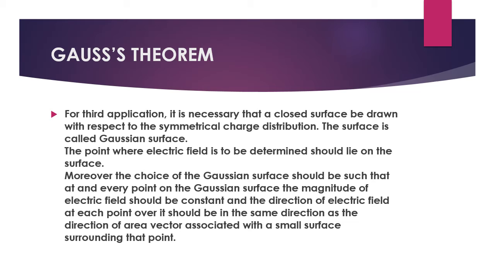Moreover, the choice of Gaussian surface should be such that at each and every point on the Gaussian surface, the magnitude of electric field should be constant. The direction of electric field on any element of the Gaussian surface should coincide with the direction of area vector associated with that element. If all these conditions are fulfilled, Gauss's theorem can be successfully used to find out electric field at any given point close to a symmetrical charge distribution. Let us consider an example.